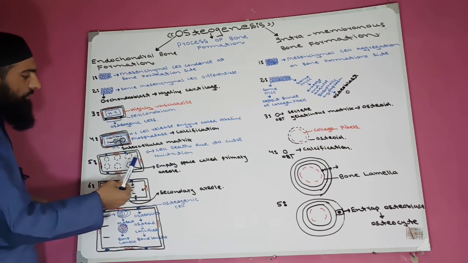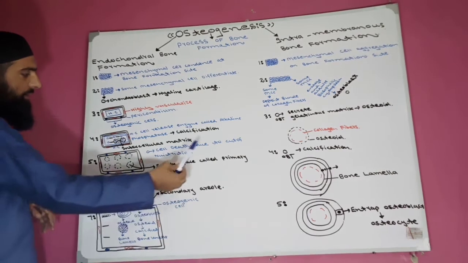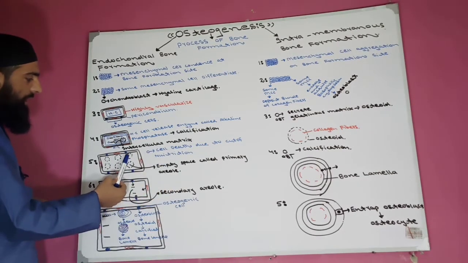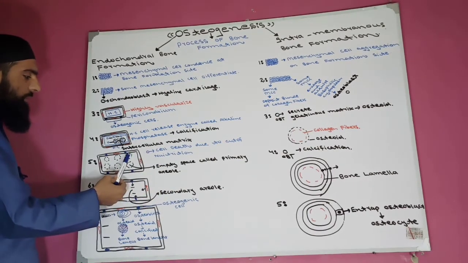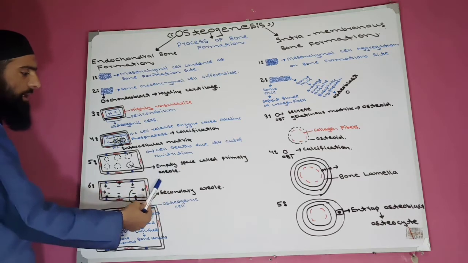In fifth step, cell death occurs due to cut off nutrition. As a result, there will be death of chondroblasts, and free space remains at the area of the chondroblasts. This empty space is known as primary areole.